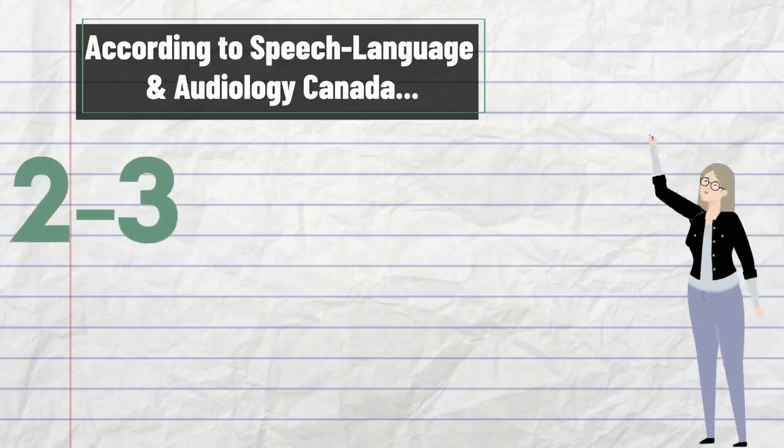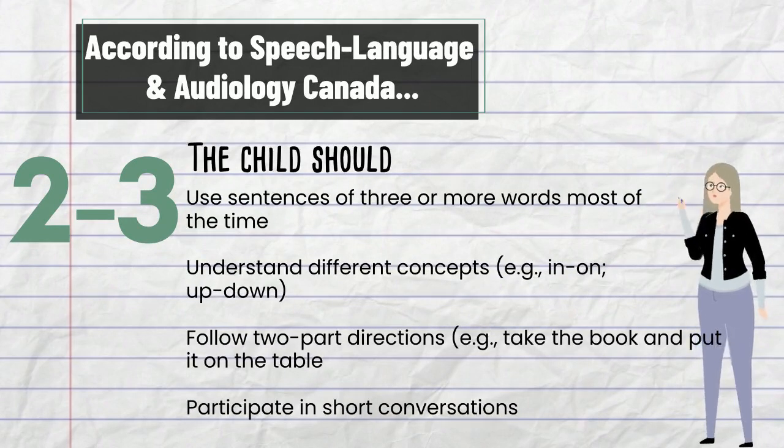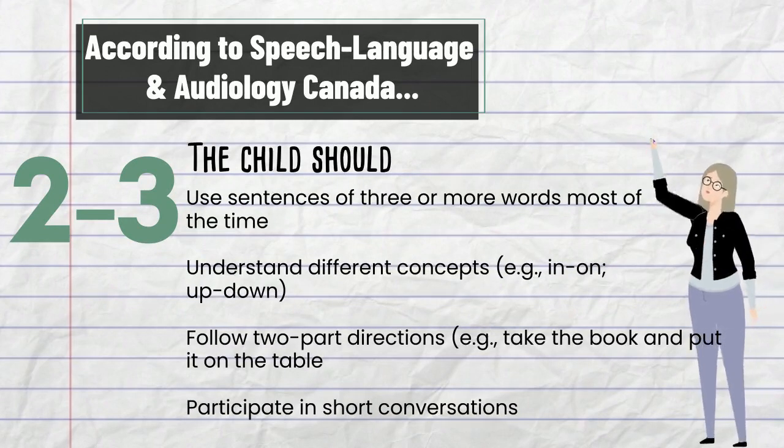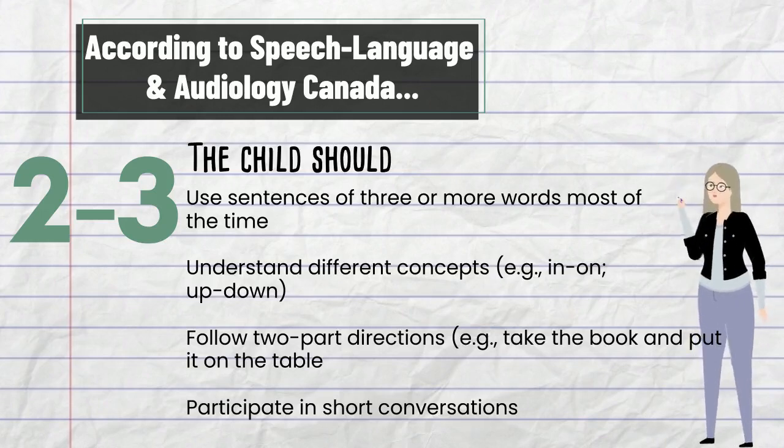By 2 to 3 years, the child should use sentences of 3 or more words most of the time, understand different concepts, for example, in, on, up, down, follow 2-part directions, for example, take the book and put it on the table, and participate in short conversations.